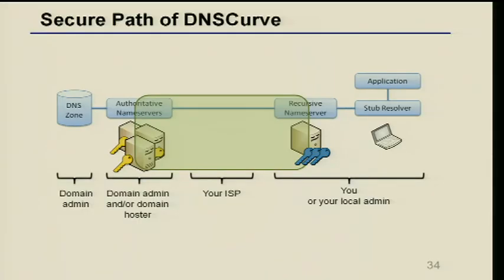Okay, this is the secure path of DNSCurve. Again, a link between one recursive name server and the authoritative name server. There are no ISP forwarders in between. You can't use them for forwarding. And also the private keys are on the name servers. Each name server can have a different key, but you can also use the same key on all of them.